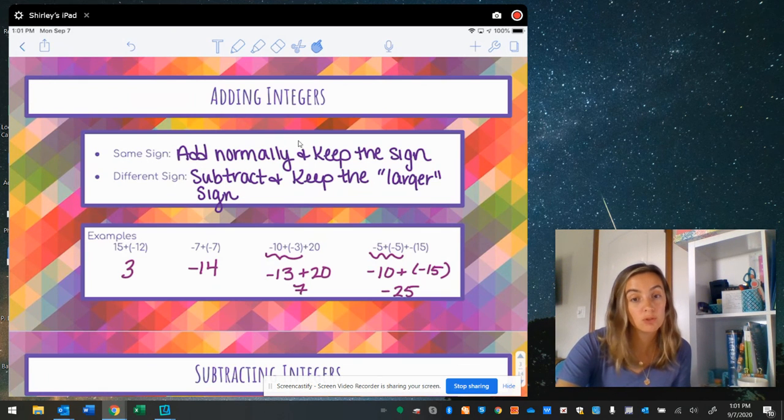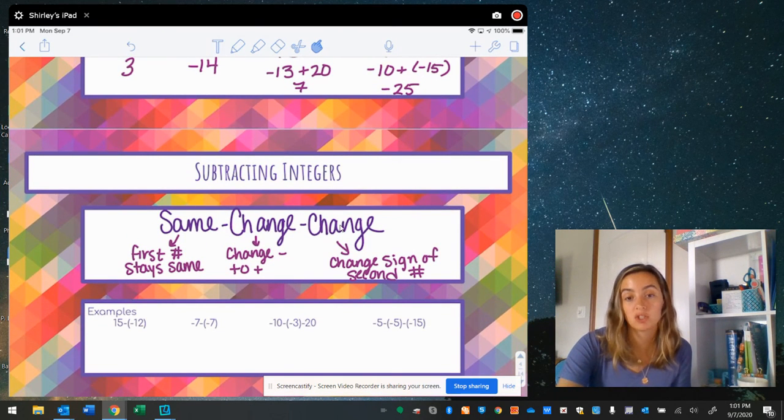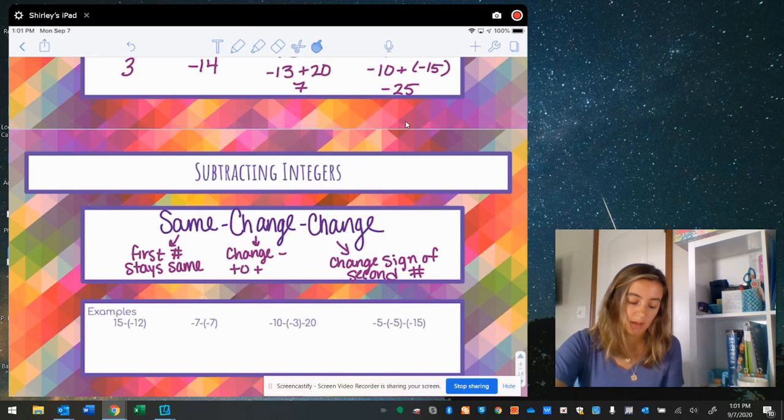So we're going to remember these two rules on top of our little saying to help us get through subtracting integers, which is same, change, change. So we're going to take any subtraction problem and change it into an addition problem so we can use those easy rules we just did. Same means your first number is going to stay the same. Change your subtraction sign to a plus sign, and then change the sign of your second number. So if I can remember that whenever I have a subtraction problem, I'm going to do same, change, change, and then use those rules from above, I can answer any subtraction problem.